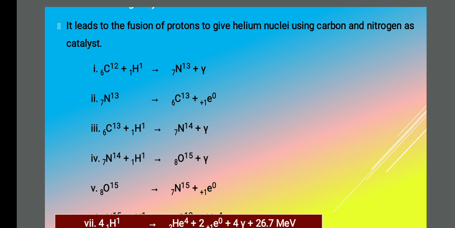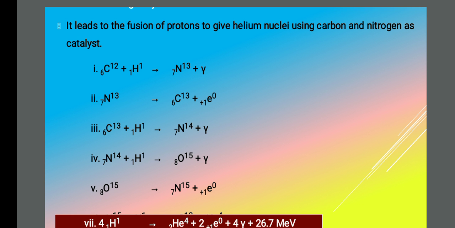First step is carbon combines with a proton to give nitrogen 13 plus gamma radiation. Then nitrogen 13 is unstable, it disintegrates to give carbon 13 plus positron. Then carbon 13 combines with a proton to give nitrogen 14 plus gamma radiation. Then nitrogen 14 combines with a proton to give oxygen 15 plus gamma radiation. Then oxygen 15 gives you nitrogen 15 plus positron. The nitrogen 15 combines again with a proton to give you carbon 12 plus helium.